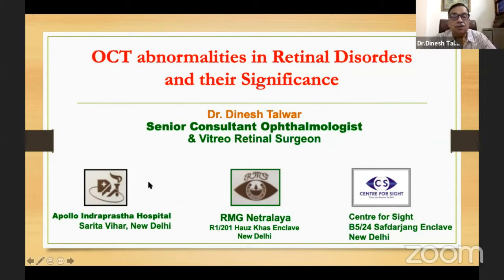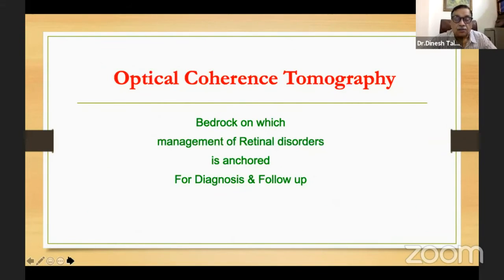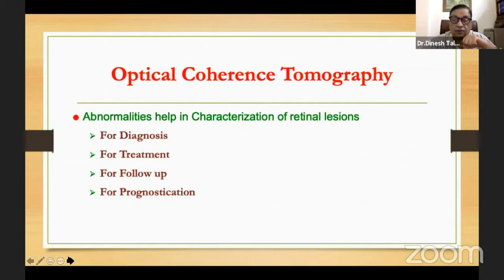So let's come to OCT abnormalities in various retinal disorders and what is the significance of those. It's quite evident to you that OCT is the bedrock on which management of retinal disorders is anchored, for diagnosis and also for follow-up. And that's how it's important for us for virtually every retinal condition. So the abnormalities that we see can help us in making the diagnosis, the treatment, the follow-up, and the prognostication.